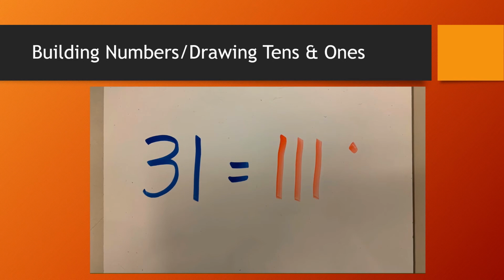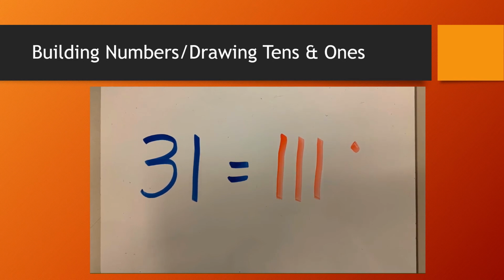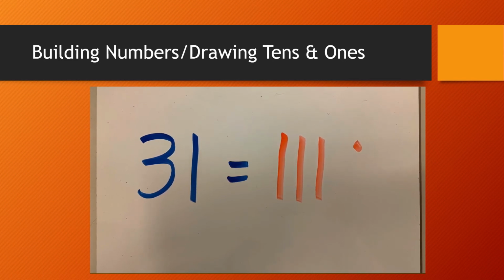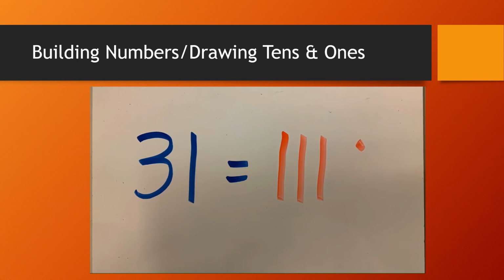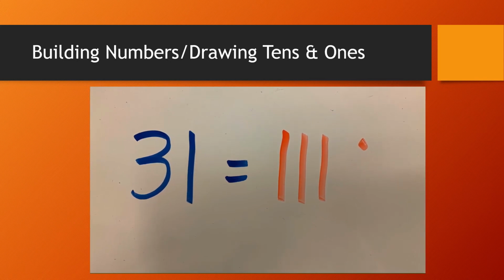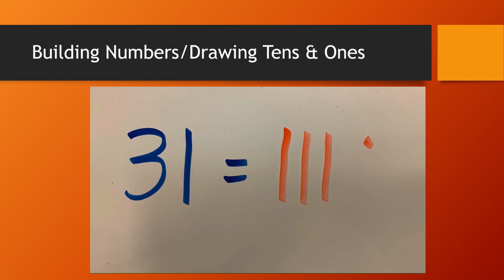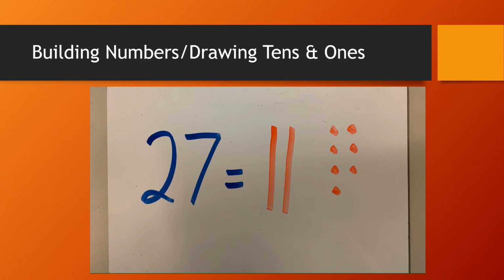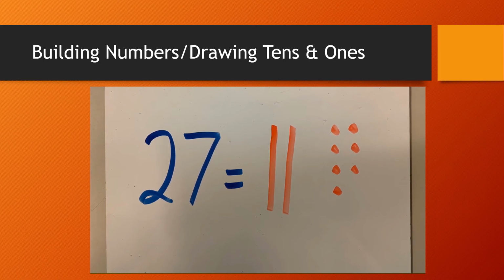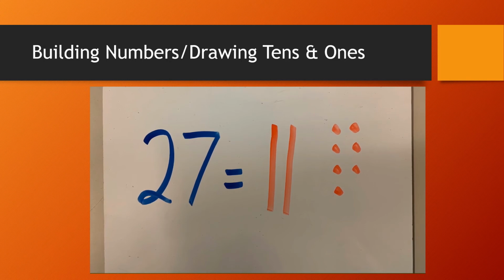So let's practice first with the number 31. We're going to draw 3 lines for the tens and 1 dot for the ones. So we count our tens, 10, 20, 30, and 1, equals 31. With the number 27, we're going to practice drawing 2 lines for tens and 7 dots for ones.